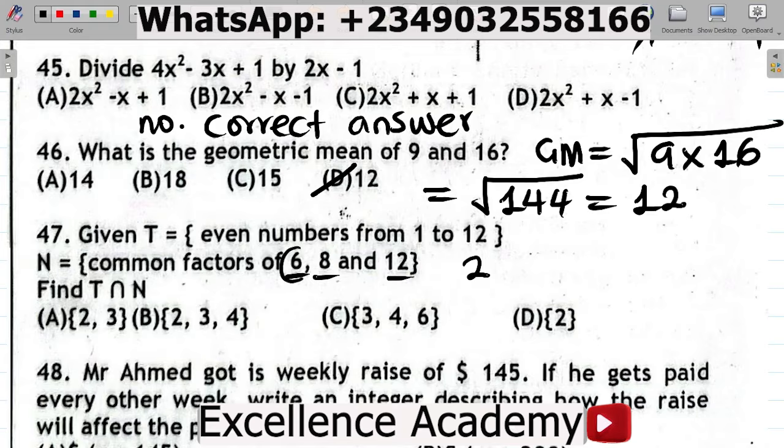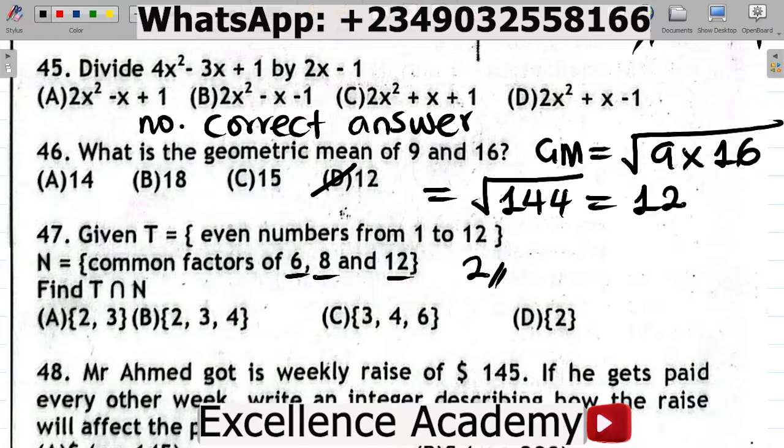Now, 6 divided by 3 gives you 2, so that's possible. But 8 divided by 3 will give you a decimal, so 3 is not an option. What about 4? 6 cannot be divided by 4, so it doesn't work. Although 8 divided by 4 gives you 2, and of course 12 divided by 4 gives you 3. So if you look at this critically, the only common factor of 6, 8, and 12 is just 2.